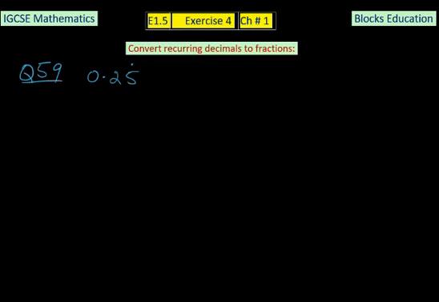Question number 25 says 0.25 and 5 is a recurring decimal. It is a very interesting situation. See that this is the first time we have a decimal number in which on the right side 2 is not repeating, only the 5 is repeating. What does it mean? In fact, this is like this one, 0.255555 and so on. It means that 5 is repeating itself, not 2.